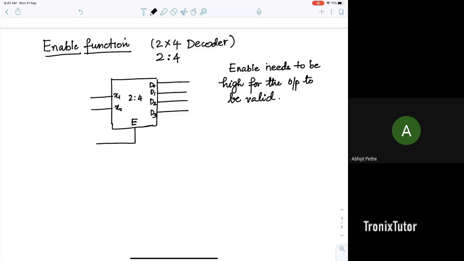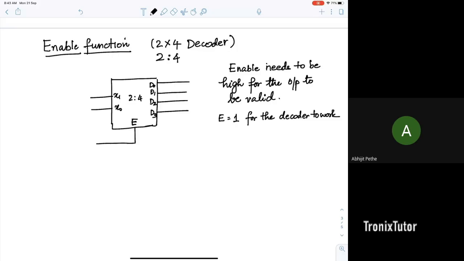So again, what does this enable function do? Enable needs to be high for the decoder to work. If enable is 0, then I won't trust the outputs of the decoder. In other words, suppose I want to use this decoder, I'll first send a high signal on the enable, ensure that the decoder is turned on, and then I will start pulling the data from the output of the decoder.